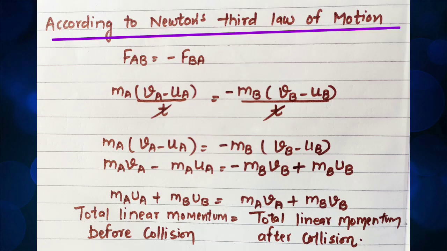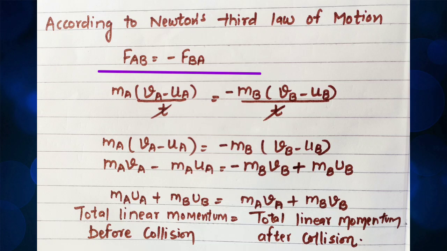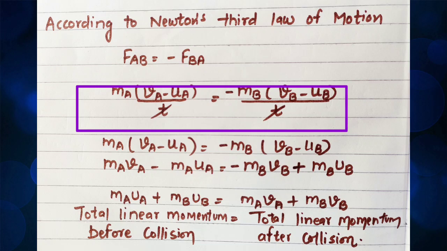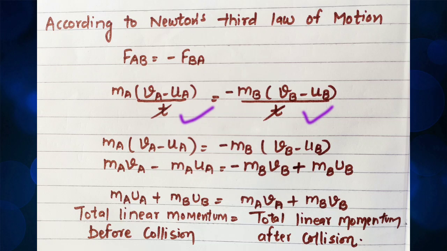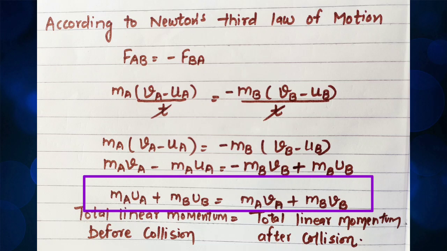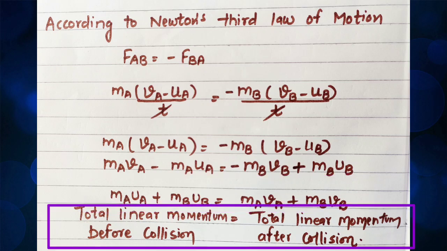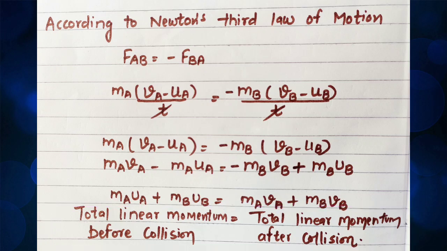Now students, according to Newton's third law of motion, action is equal to minus of reaction, meaning F of AB is equal to minus F of BA. We will substitute the values of FAB and FBA. After substituting the values, t will be cancelled out. We will open the brackets, and then after simple rearranging of the terms, we will get mAuA plus mBuB is equal to mAvA plus mBvB. That means total linear momentum before collision is equal to total linear momentum after collision. Students, this is the law of conservation of linear momentum.